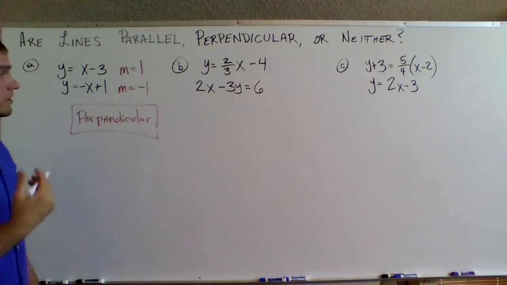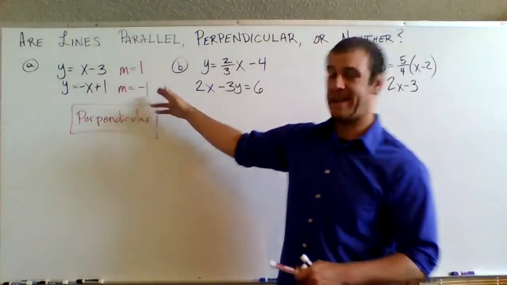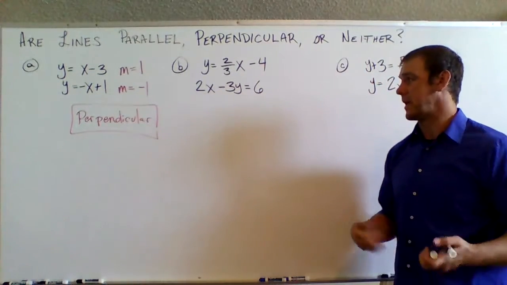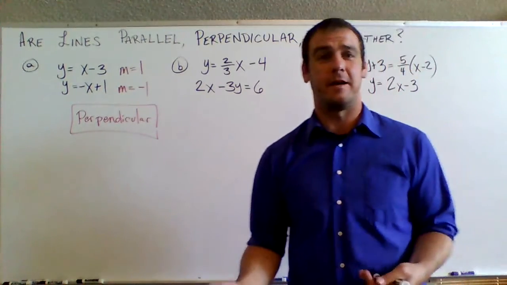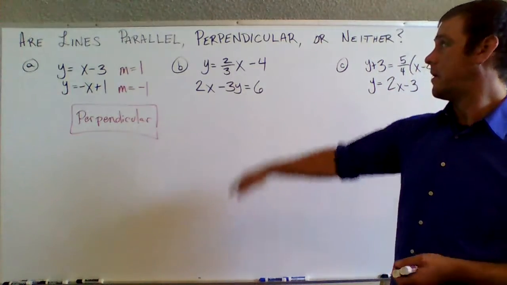Alright, and that's all you really need to do. I'd rather you not just say perpendicular. I'd like you to at least identify your slopes, kind of showing your work here. But that's really going to be all you need to do. You're not trying to solve anything. I'm not asking you to solve it. All I'm saying is, are the lines parallel, perpendicular, or neither?